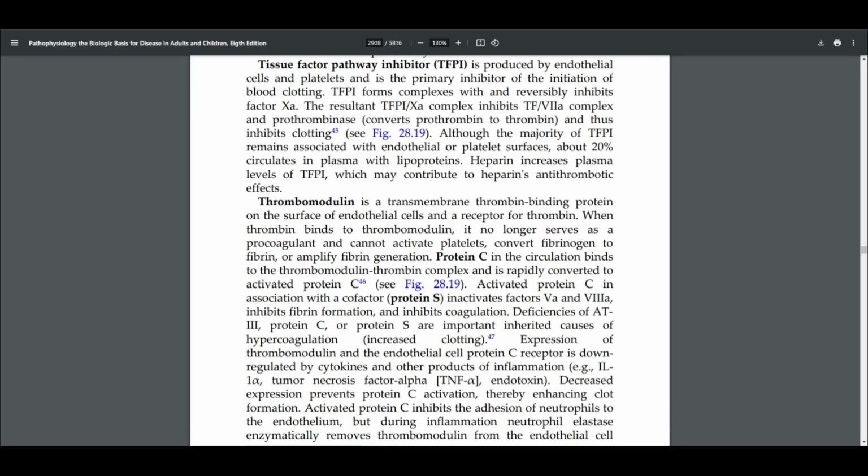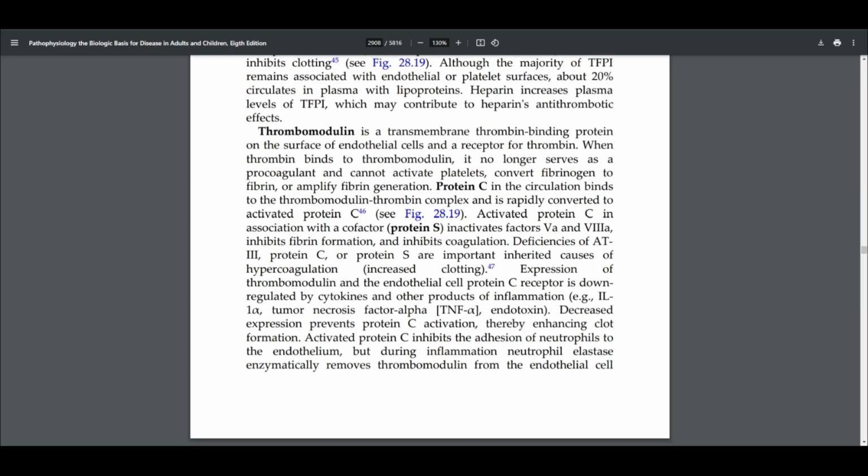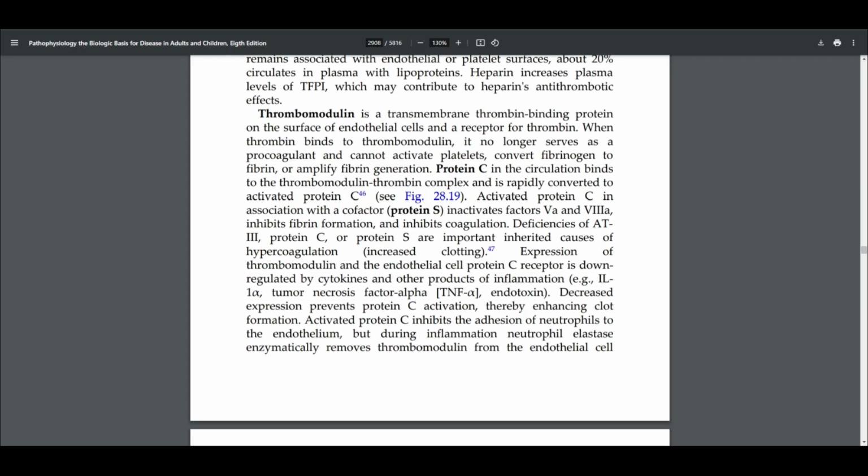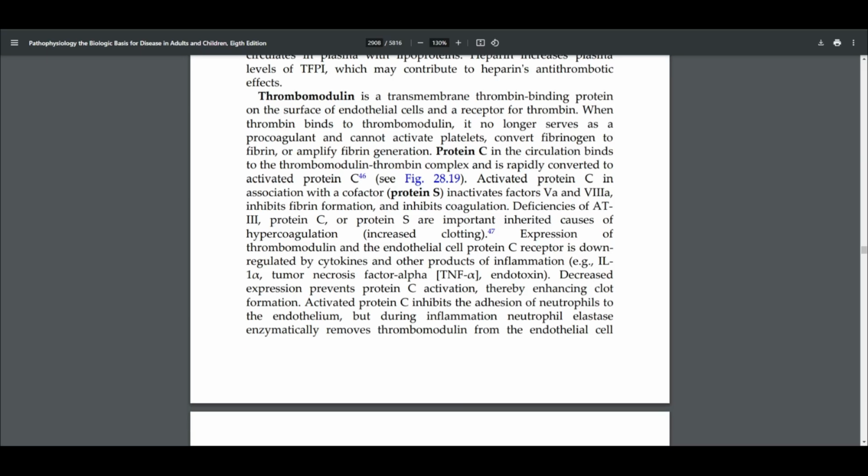Thrombomodulin is a transmembrane thrombin-binding protein on the surface of endothelial cells and a receptor for thrombin. When thrombin binds to thrombomodulin, it no longer serves as a procoagulant and cannot activate platelets, convert fibrinogen to fibrin, or amplify fibrin generation. Protein C in the circulation binds to the thrombomodulin-thrombin complex and is rapidly converted to activated protein C. Activated protein C, in association with a cofactor, inactivates factor 5A and 8A, inhibits fibrin formation, and inhibits coagulation.